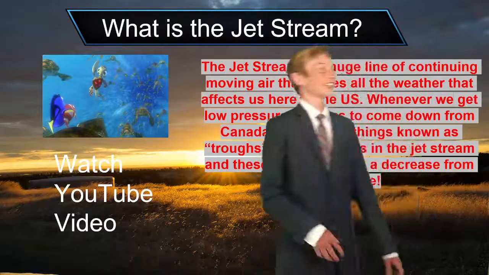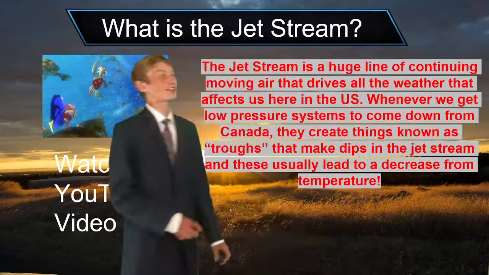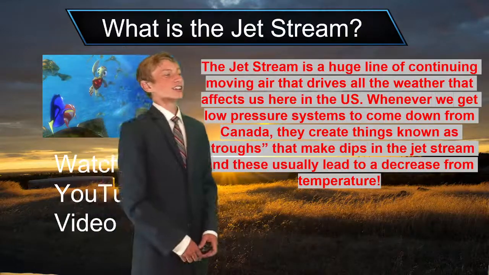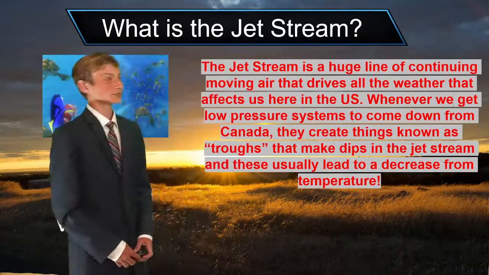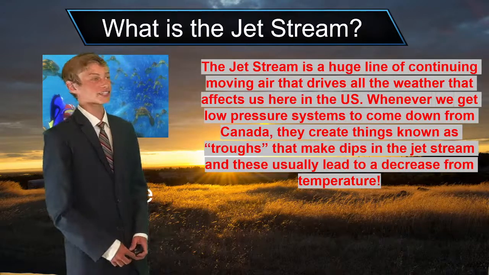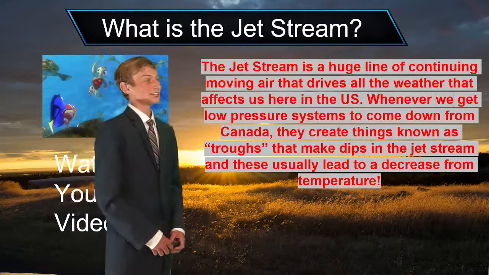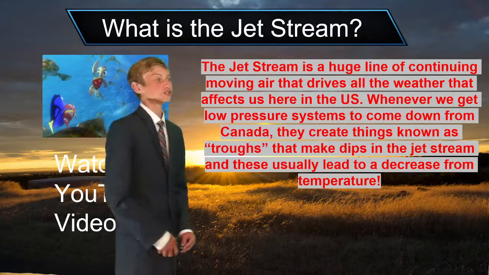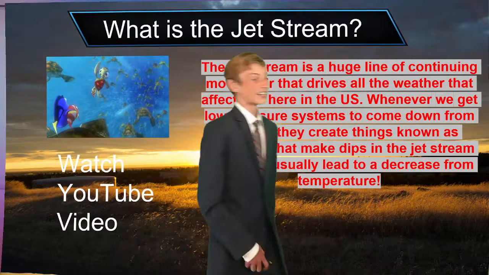Once again, it is a huge line of continuing air that drives all the weather we get across the United States. Whenever we get low pressure systems coming down from Canada, they create things known as troughs, and these can make dips in the jet stream pattern that can usually lead to a decrease in temperature.